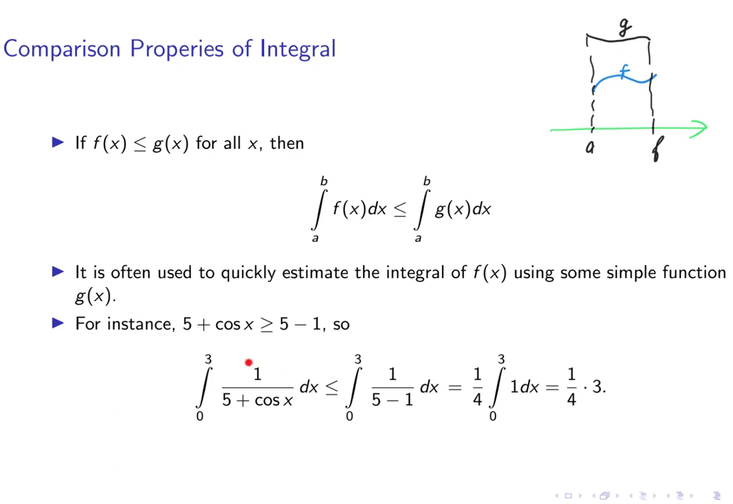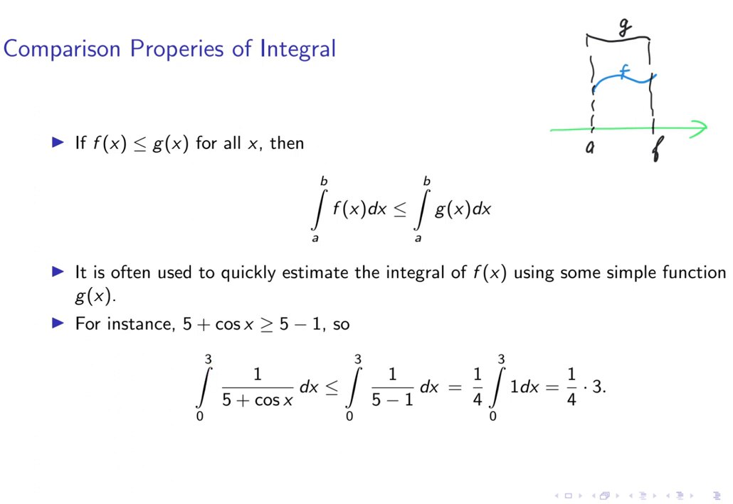So the largest value of this fraction would be when cosine is equal to -1. So we have an overestimate of this function by 1 over 5 minus 1, which is a constant. It's just 1/4. Okay, so our function inside of the integral is less or equal than 1/4.